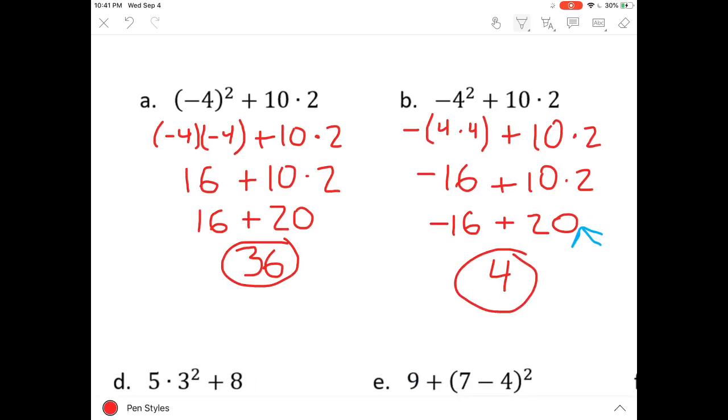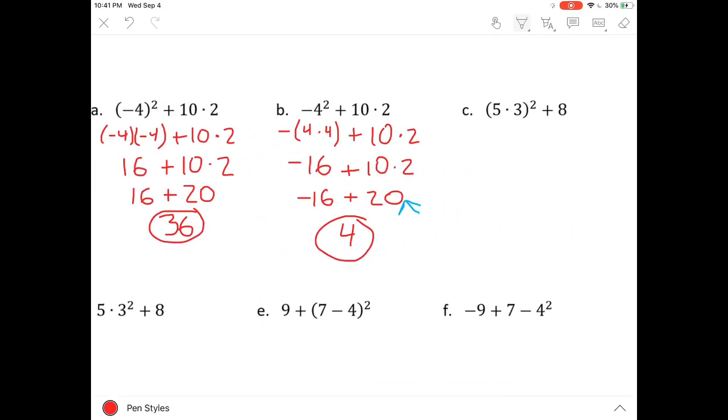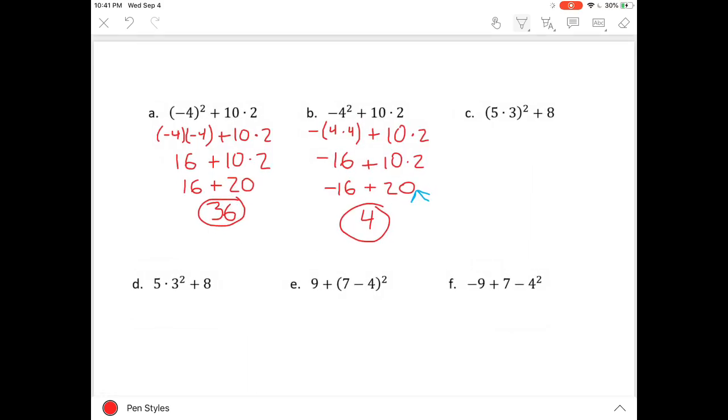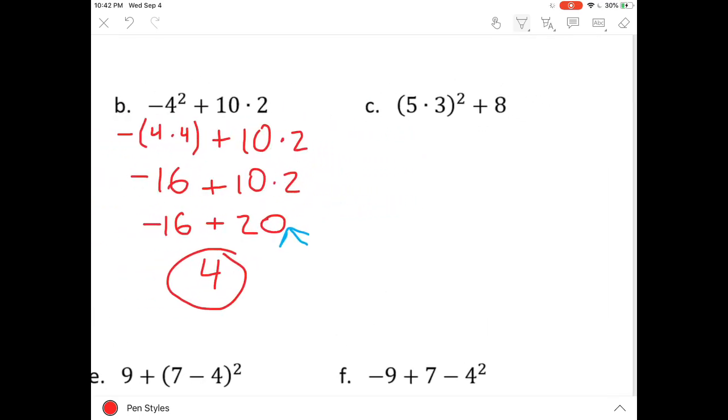Good. All right, let's take a look at C. So we're looking at both C and D here. Notice the difference between C and D. What's the difference? The parentheses. So that changes the order of operations, right? Because parentheses come first. So the difference is that in C, we're going to do the parentheses first. In D, we're going to do the exponent first.